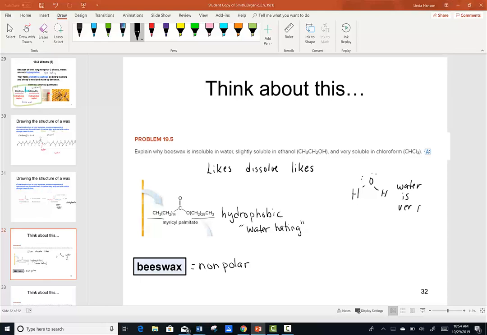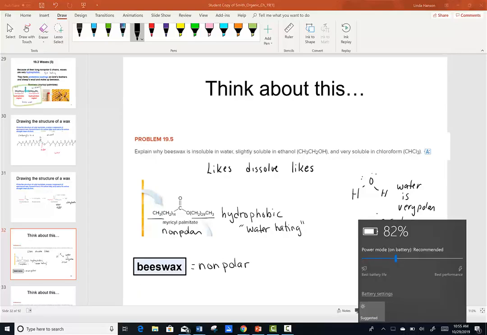And so therefore, that would not follow the general trend of likes dissolve likes. We understand that the beeswax is non-polar, very hydrophobic, so it is insoluble in water just because they're opposites. Non-polar will not dissolve in polar. The next one it gives us is ethanol.